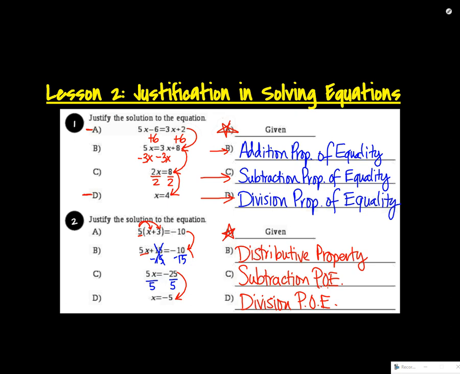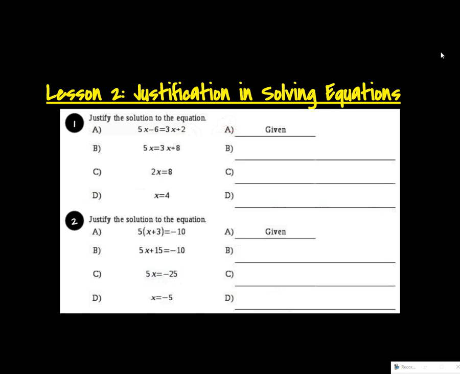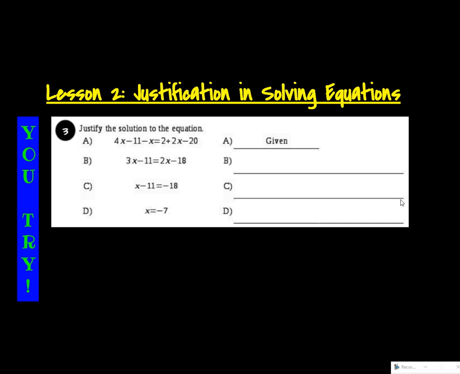Okay, so your job is to fill in the blanks with the appropriate steps that have occurred. Come on. Oh, there we go. Now it's you try. So you're going to pause the video, try to figure this out. All right, you are back.